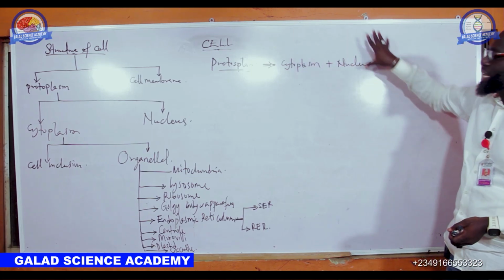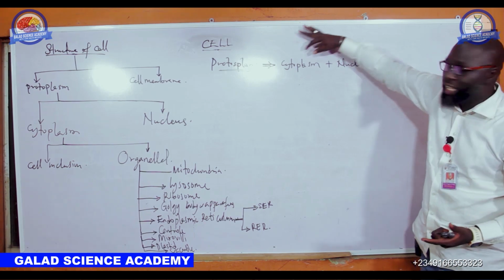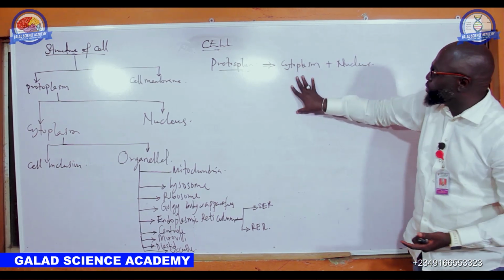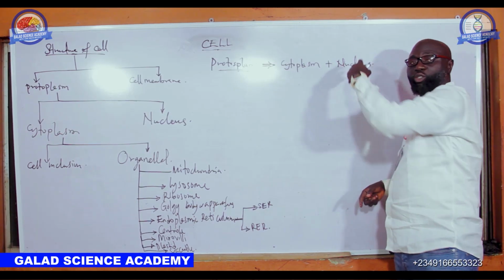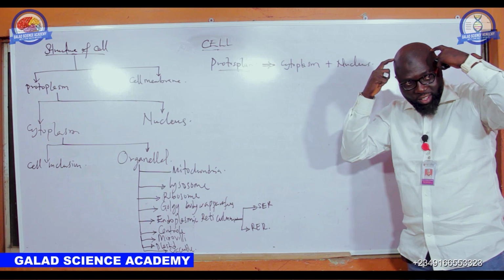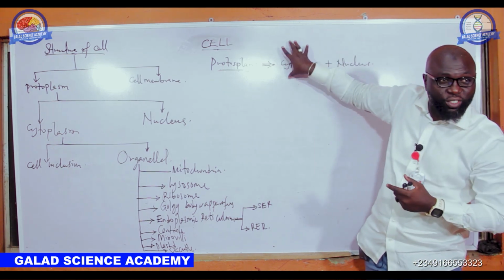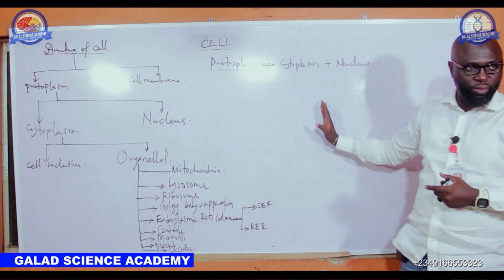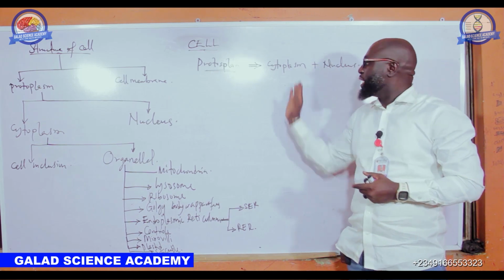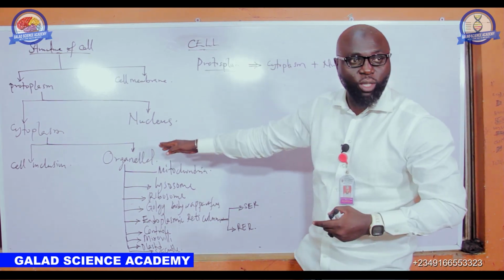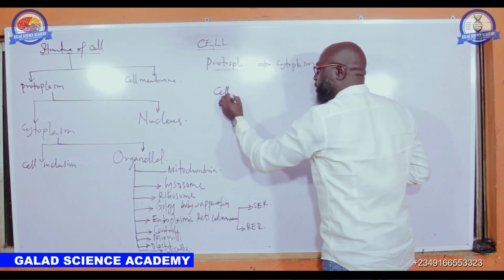So the living part of the cell comprises two things, cytoplasm and nucleus. Cyto means cell, and plasm means body, so this one is the cell body. And the nucleus is equivalent to the brain of the cell. So the brain of the cell is called nucleus, while the body of the cell is cytoplasm. Then what is cytoplasm? Cytoplasm is also known as the cell body.